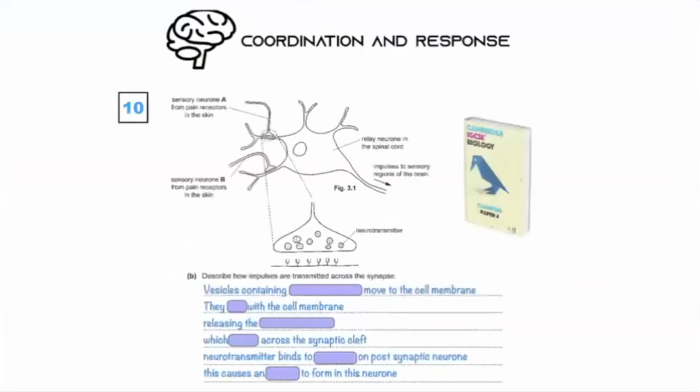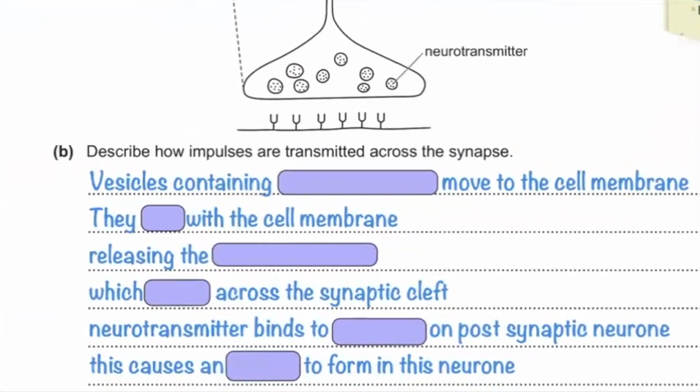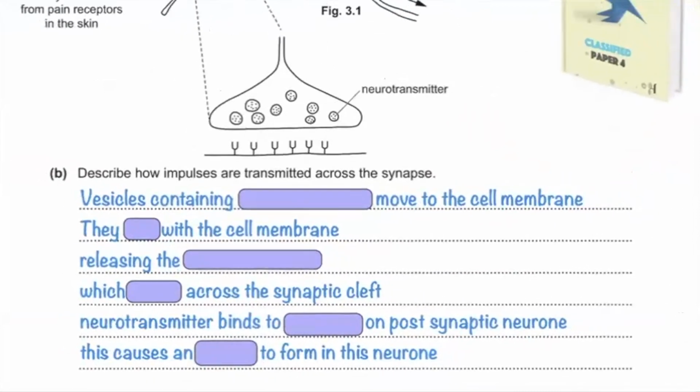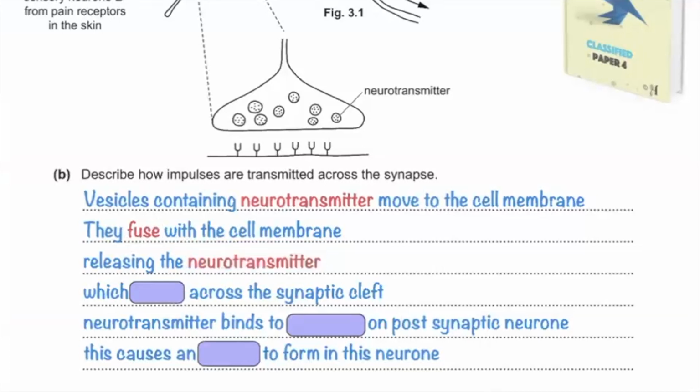Let's try a question about the reflex actions. Oh, sorry, the synapse. They said here, describe how impulses are transmitted across a synapse. So what am I going to start with? I'm going to say vesicles containing, do you know what we call that chemical here? It's written actually here in the question. So say vesicles containing the neurotransmitter move to the membrane. What do they do? They actually fuse with it, right? They fuse with the membrane. As they fuse with the membrane, they release some chemical. We call that chemical neurotransmitter.